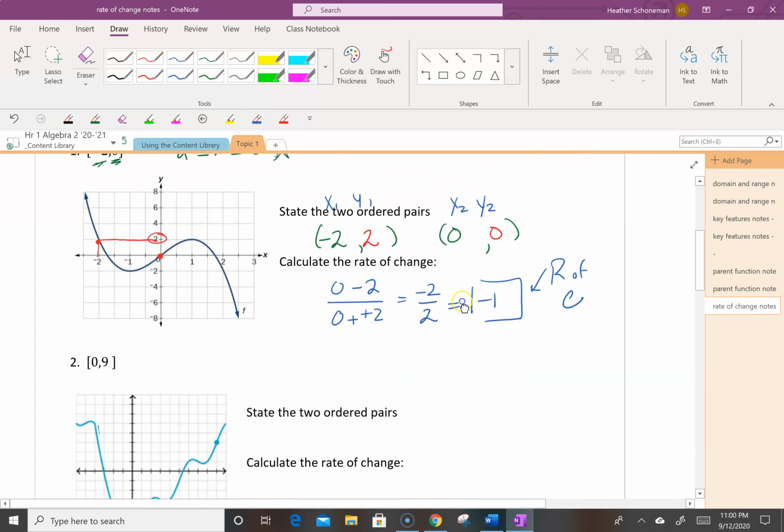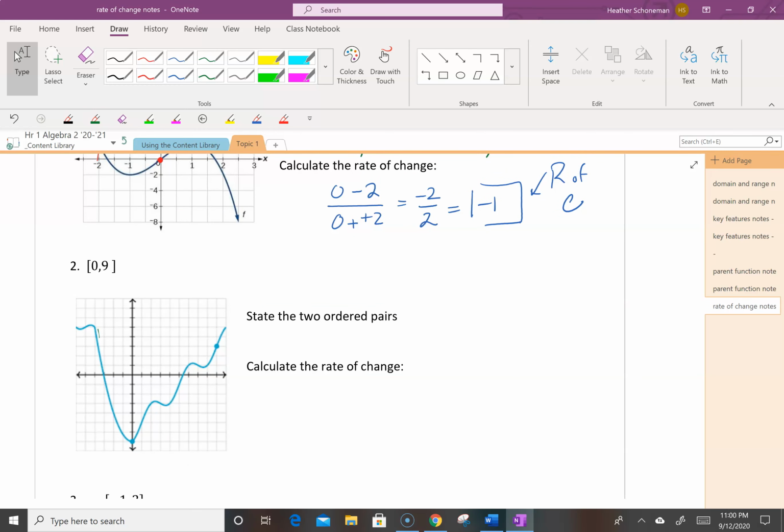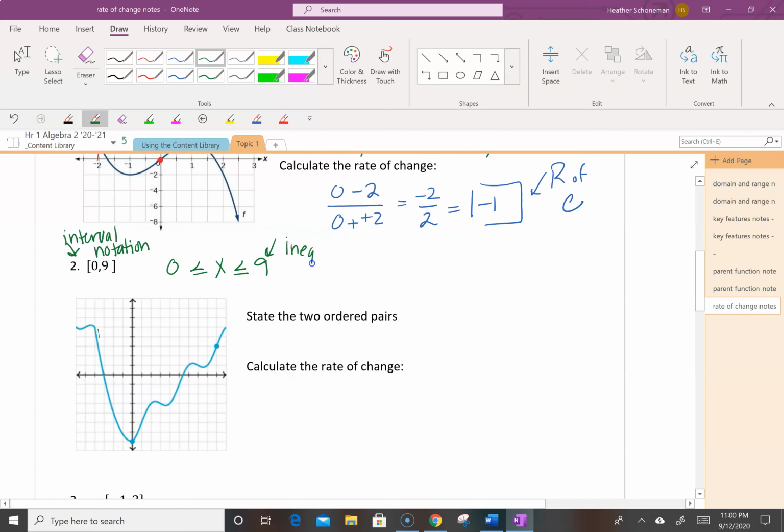All right, let's do it again. So this time we want to find it for the range between 0 and 9. Okay, and if we wrote it in interval notation, as an inequality, it would look like that. So this right here is interval notation, and this is the inequality. Okay. All right, so these mean the same thing. It's 2 different ways of writing the same thing.